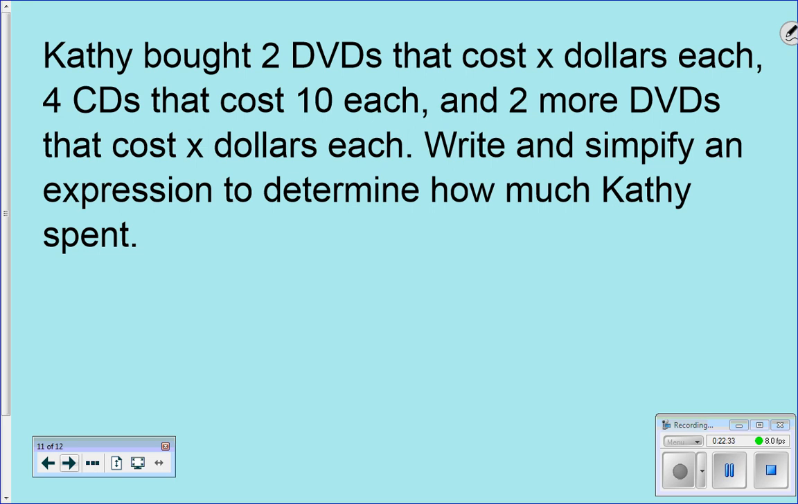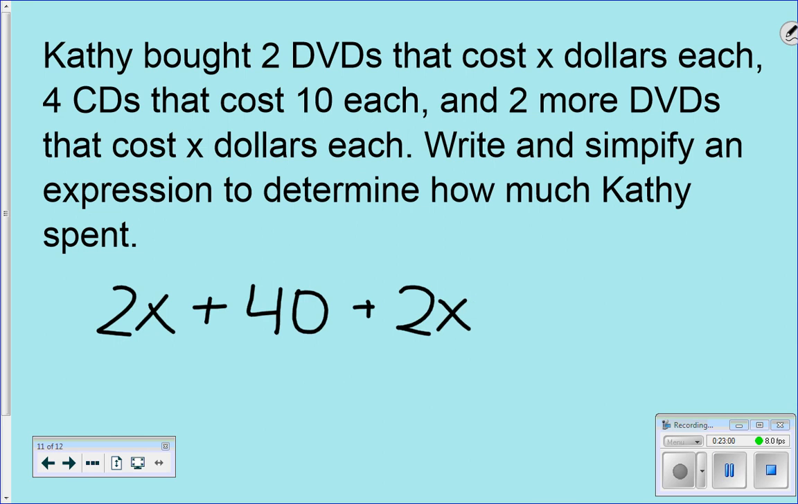So her first DVDs, do we know how much they cost? 2X. What about her CDs? Wait. 4 CDs, and they cost how many dollars each? So how much money did she cost? $40 on CDs, right? $10 a piece. So then she added 40 more bucks. And then it sounds like she bought 2 more DVDs, plus another 2X. 4X plus 40. You are correct.